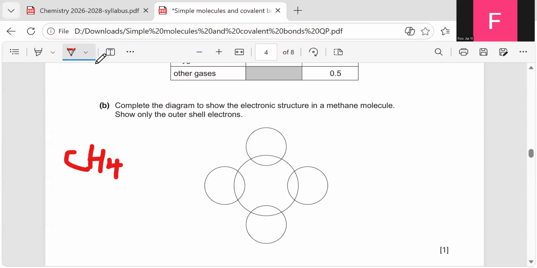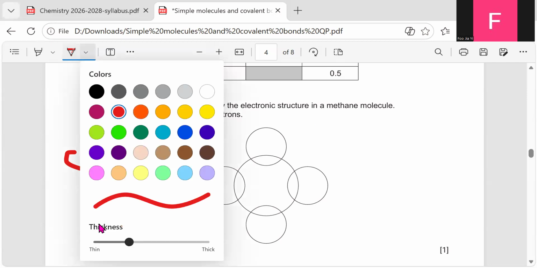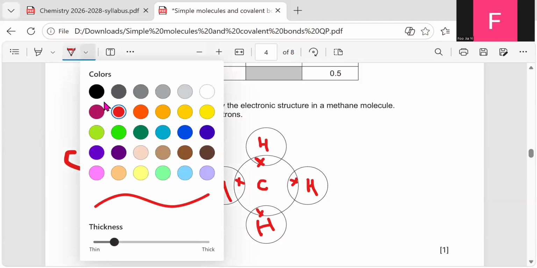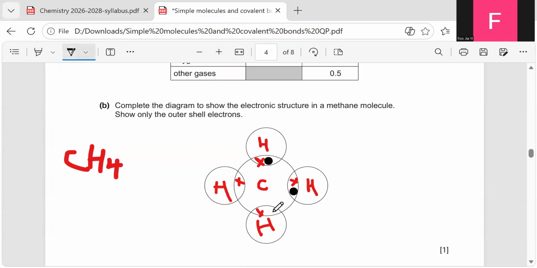Okay. Finish? So the middle one is carbon. The one around it is hydrogen. 1, 2, 3, 4 hydrogen. Each hydrogen only has 1 electron. 1, 1, 1, and 1. Correct? And then carbon has 4 electrons. 1, 2, 3, 4. Did you get this?